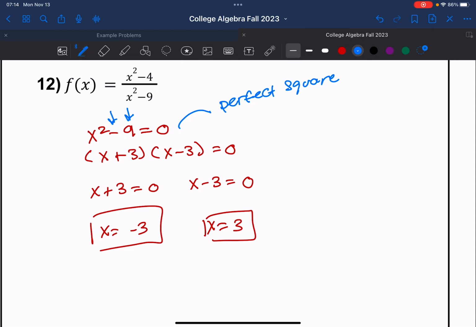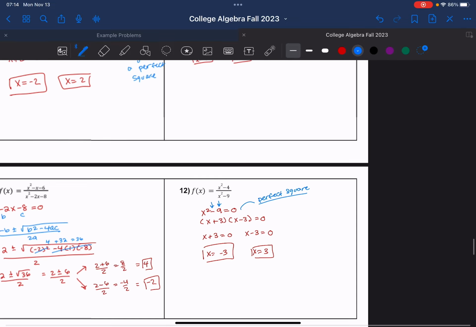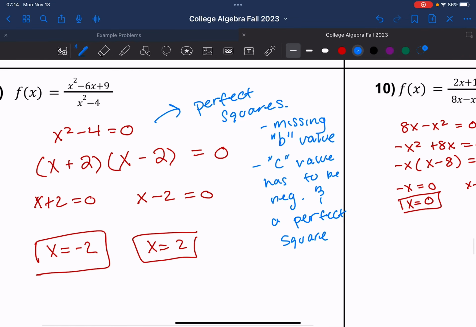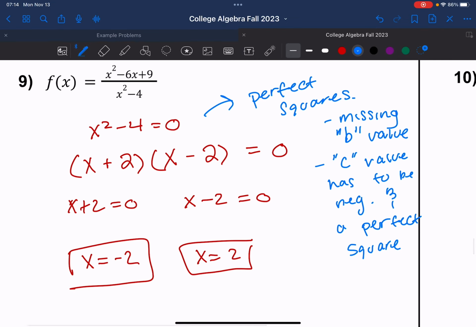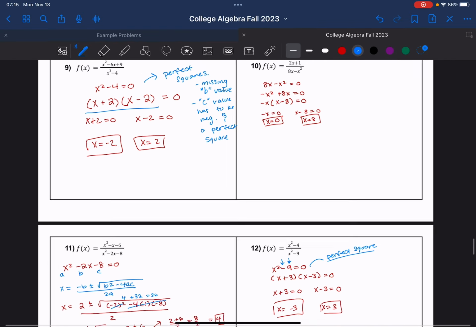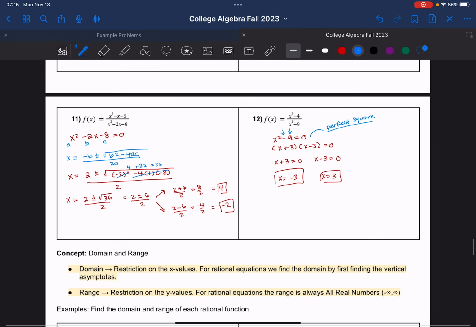Yeah, so for the perfect square, you have to meet this criteria up here. You have to have a missing b value, and your c value has to be negative and a perfect square. That's the only way you're able to get these factors. If it doesn't match that criteria, then you use the quadratic formula or you factor the AC method.